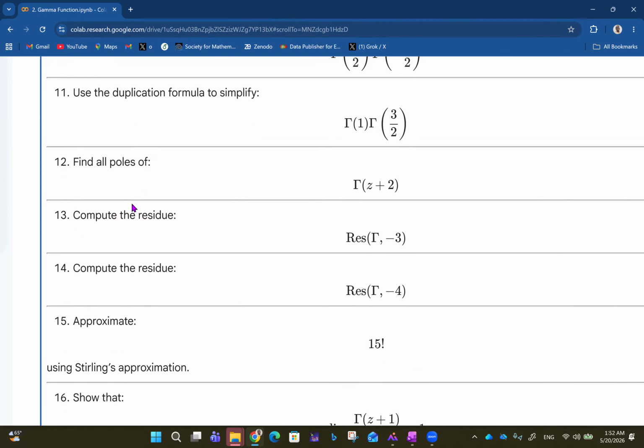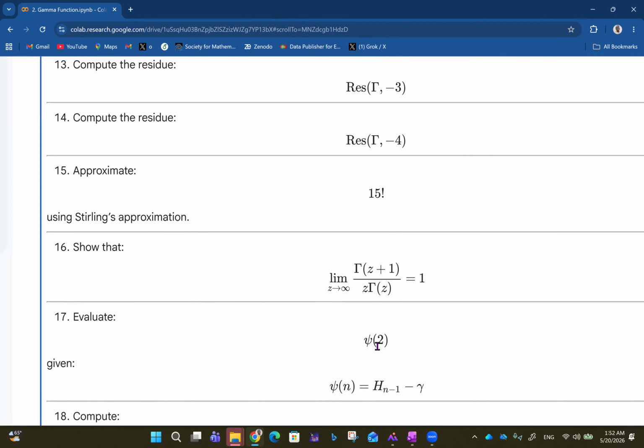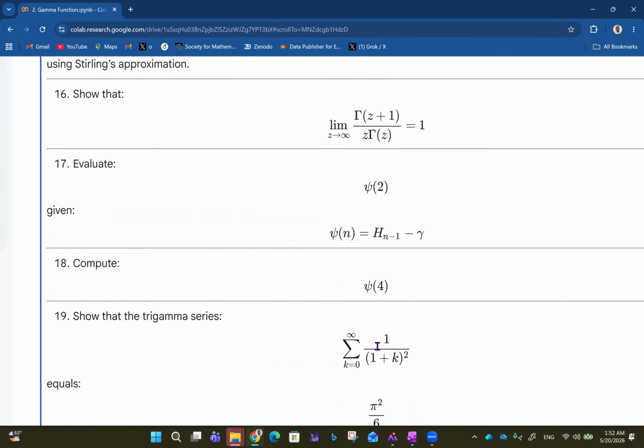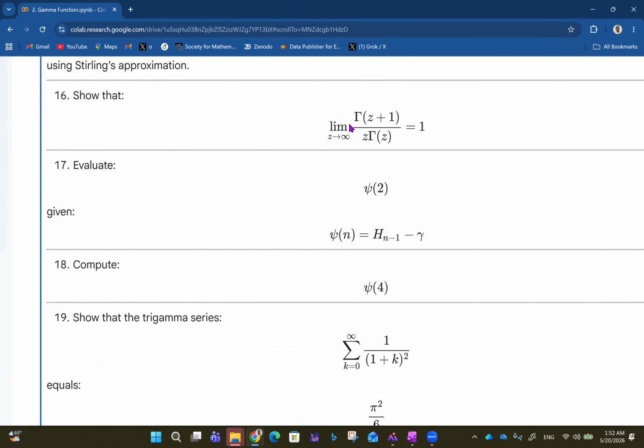Find all the poles of this, compute the residue of this, compute the residue of this, approximate 15 factorial using Stirling's approximation. Then you want to show that the limit as z approaches infinity of gamma z plus 1 over z gamma z is 1. Of course, that's possible to show, because we already know these two are basically the same technically. So evaluate psi of 2 given psi n is Hn minus 1 minus gamma.